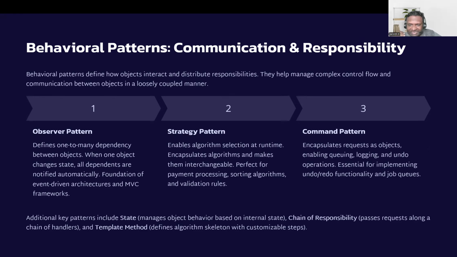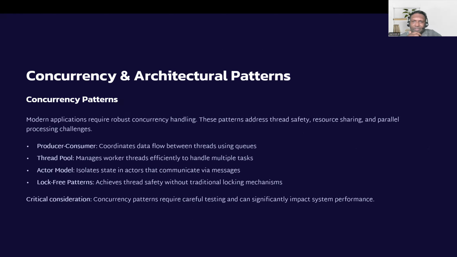Agile teams often struggle with feature toggles and business rules. Behavioral patterns provide cleaner ways to manage that complexity. Next is concurrency and architectural patterns. Most applications must scale across multiple threads and cores. Concurrency patterns include producer-consumer, background jobs processing tasks from a queue; thread pool, web servers handling thousands of requests efficiently; actor model, popular in systems like Akka or Erlang, where isolated actors communicate through messages; and lock-free patterns, for high performance systems that avoid deadlocks.